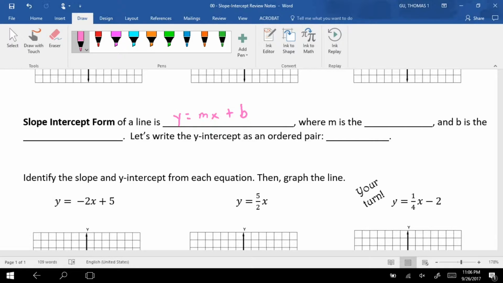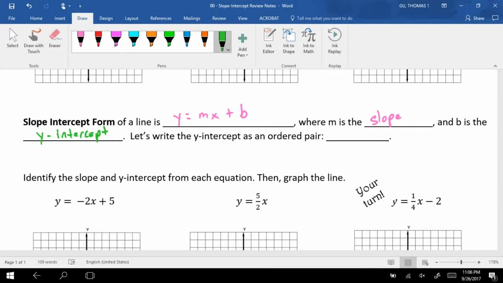Okay, now m, where m is the what? What's m again? M is the slope. And b is the, what is b? Now think about it. This is called the slope intercept form. So what do you think b is going to be? We already took care of the slope. B is going to be the y-intercept, okay? And then let's write the y-intercept as an ordered pair.